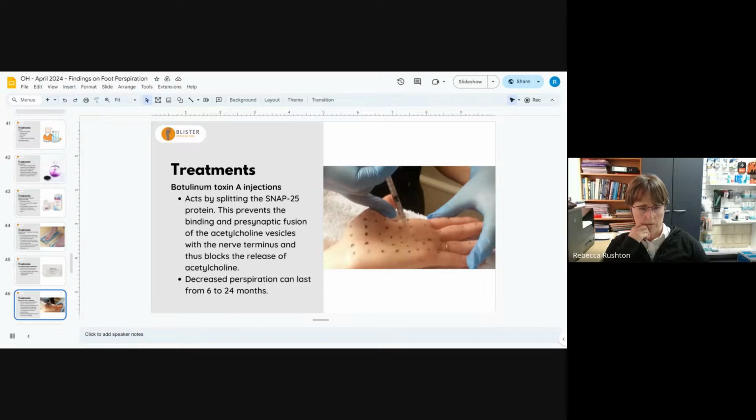Essentially, it prevents the binding presynaptic fusion of the acetylcholine vesicles with the nerve terminus, and thus it blocks the release of acetylcholine. So if we block the release of acetylcholine, the clear cell just can't produce the sweat.